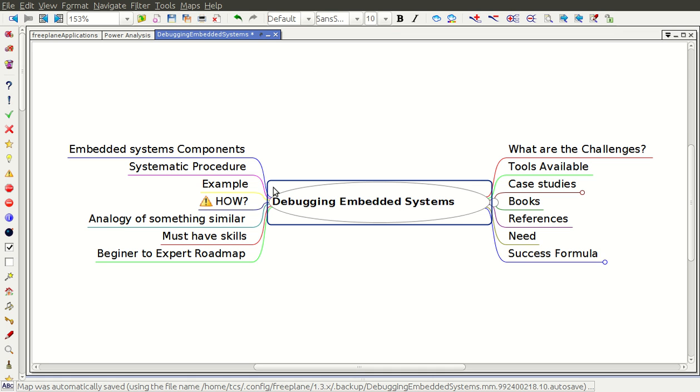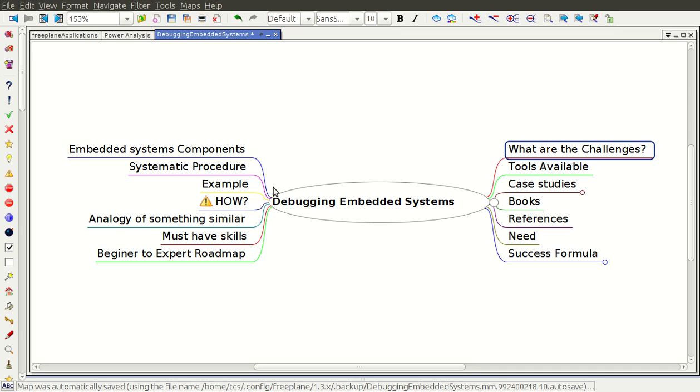In this video, I'll try to explain how do you debug an embedded system. So debugging embedded systems will be a series of videos in which I will cover basically how do you debug an embedded system very systematically. So these are the topics I plan to cover.